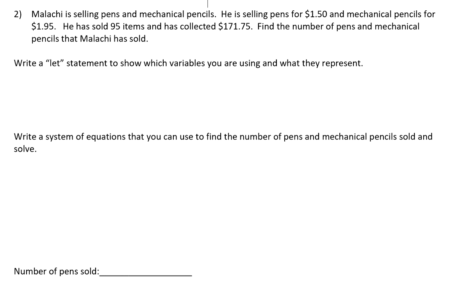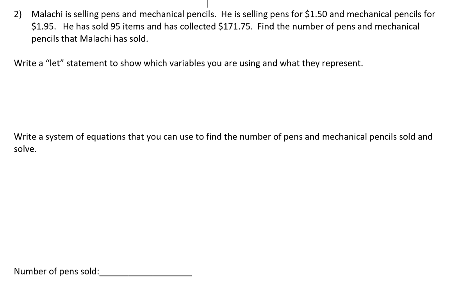So Malachi is selling pens and mechanical pencils. He's selling pens for $1.50 and mechanical pencils for $1.95. He apparently has sold a total of 95 items and has collected $171.75. Find the number of pens and mechanical pencils that Malachi has sold.